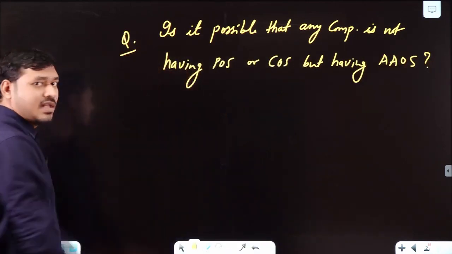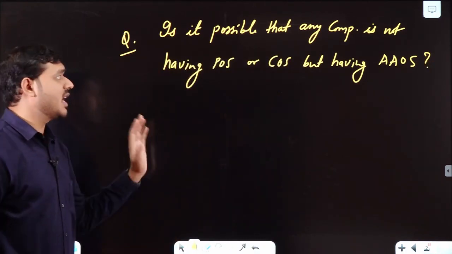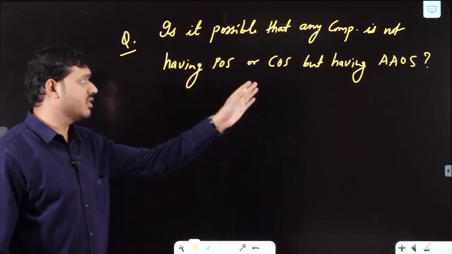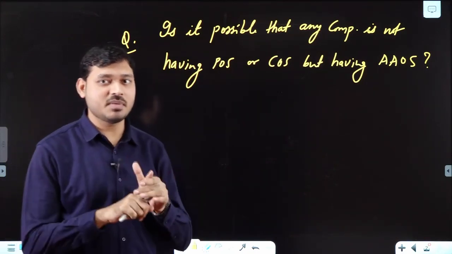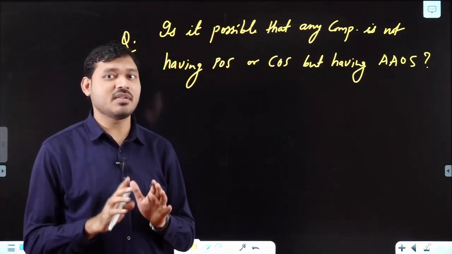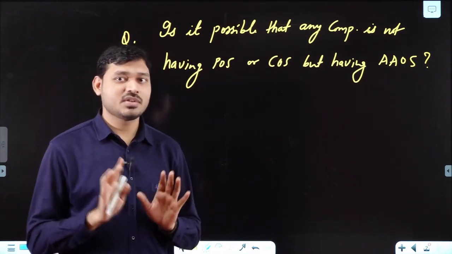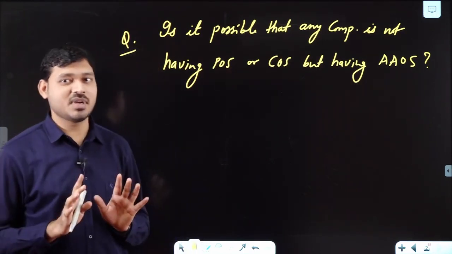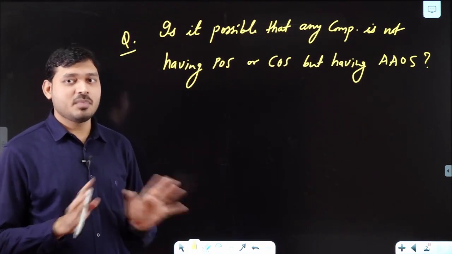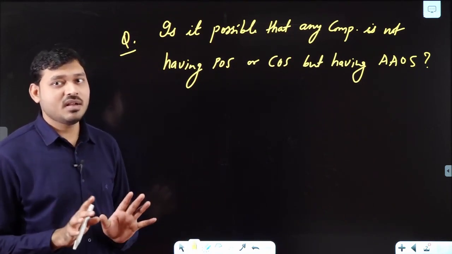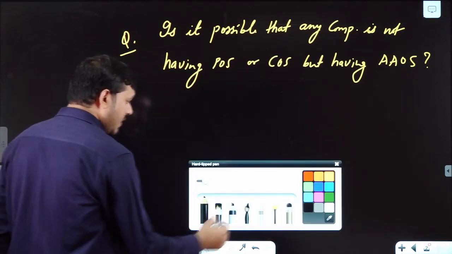See, the question is: is it possible that a compound has no POS or COS but has an alternating axis of symmetry? Meaning the compound should not have a plane of symmetry, no COS, but it has an alternating axis of symmetry. So students, yes, it is possible. I'll show you a compound which has no POS, no COS, but has an alternating axis of symmetry.